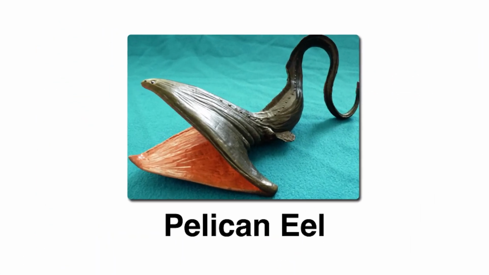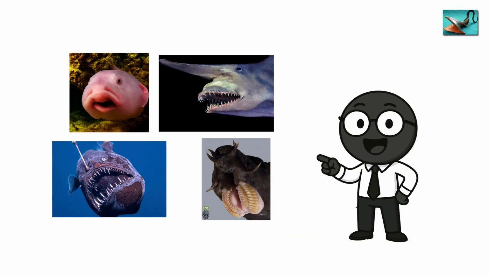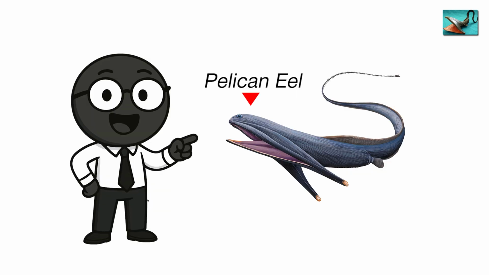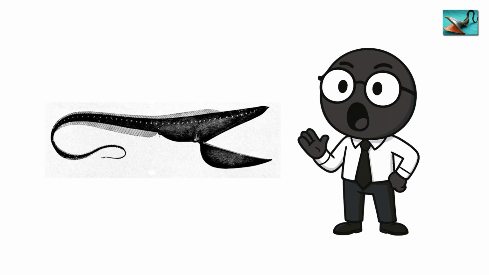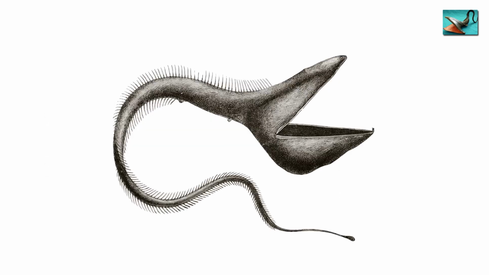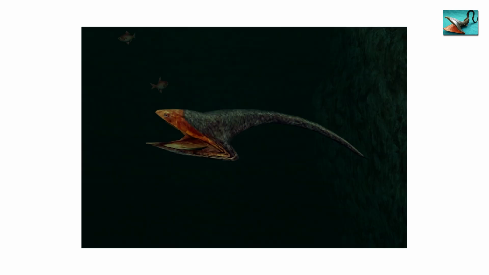Pelican eel, the stretch-mouthed enigma. Some creatures look like mistakes that evolution didn't have the heart to delete. The pelican eel is one of them. Its mouth is absurdly oversized, a loose, expandable pouch that can open wider than its own body. It uses this to scoop up fish, squid, or unlucky crustaceans floating through the darkness.